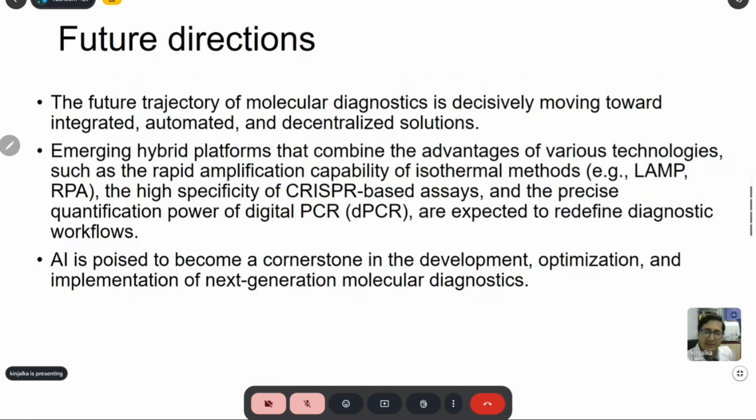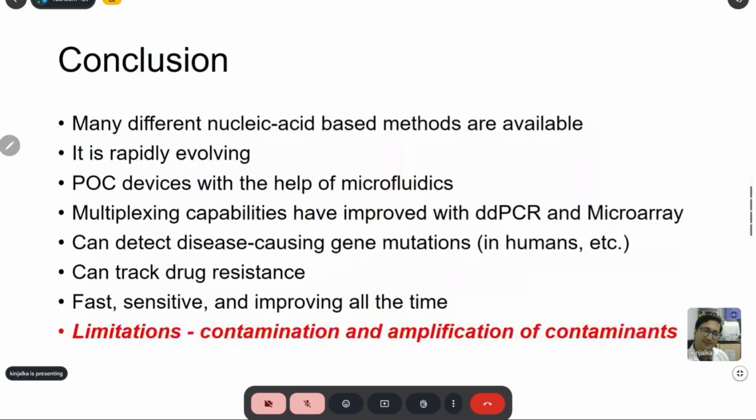So for the future, there is a lot of work going on, utilizing LAMP and various isothermal methods, miniaturizing them, putting them in microfluidic chips, and also the amount of data that is coming out needs to be interpreted. So there is a role of AI. Obviously, AI is there everywhere, which can help us in developing and optimizing these processes.